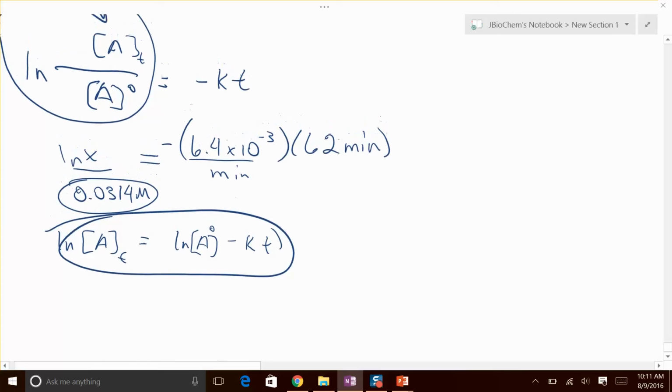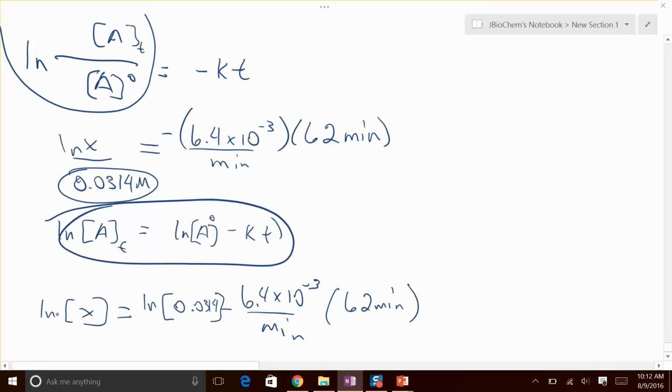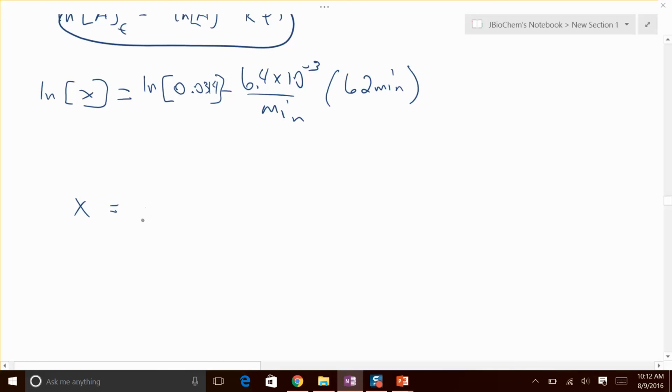So, what do we have? 6.4 times 10 to the negative 3 per minute times 62 minutes, plus natural log of 0.0314, equals natural log of x. So yeah, you can simplify all that, and then x equals e to the everything up there: 0.0314 minus 6.4 times 10 to the negative 3 times 62. Fun stuff.